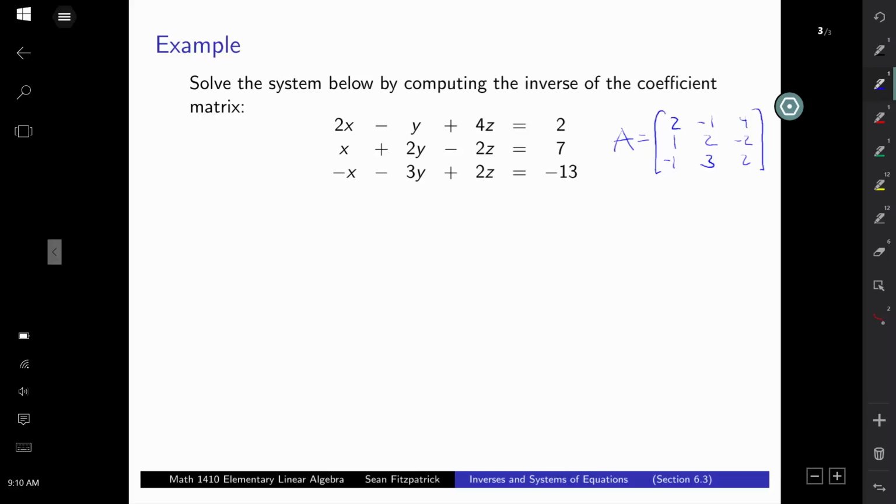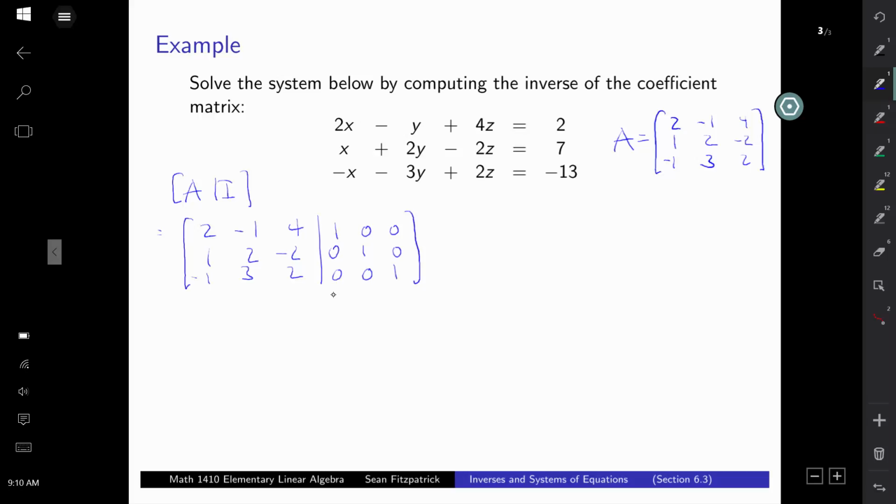I probably can't emphasize this enough: despite the fact that we go over this method as an application of the inverse, it's honestly a terrible method and you shouldn't do it. But let's do it anyway, just to see how it would work. Okay, so we set up our augmented matrix with A on the left, identity on the right. So we get 2, minus 1, 4, 1, 2, minus 2, minus 1, 3, 2, 1, 0, 0, 0, 1, 0, 0, 0, 1.